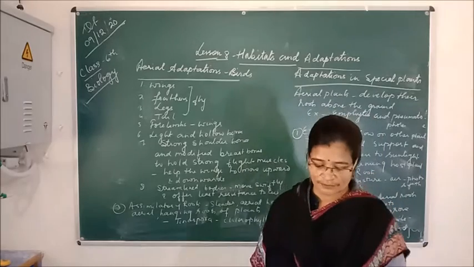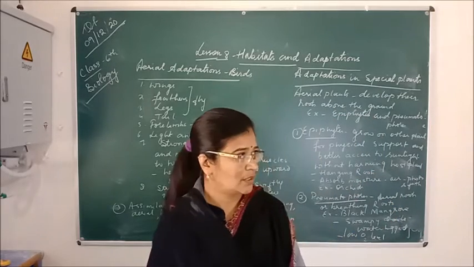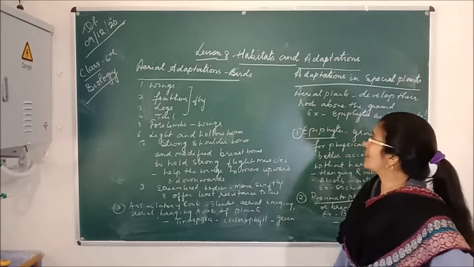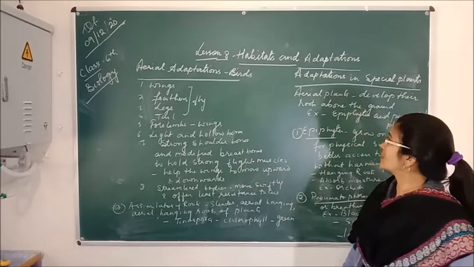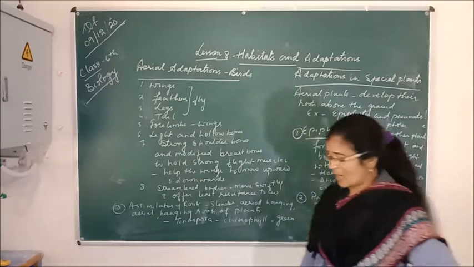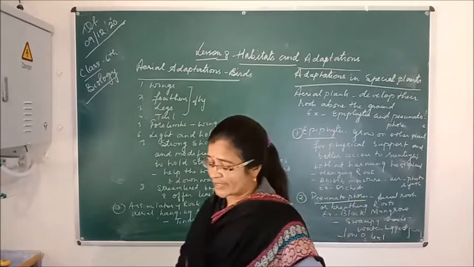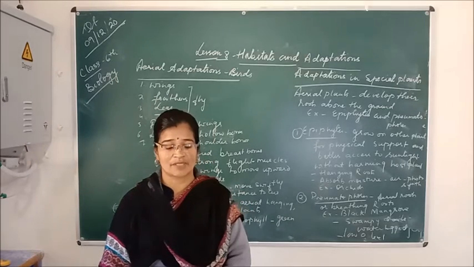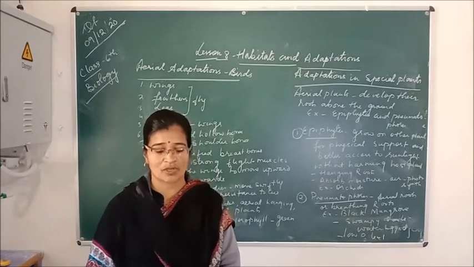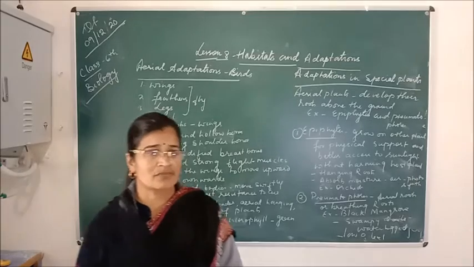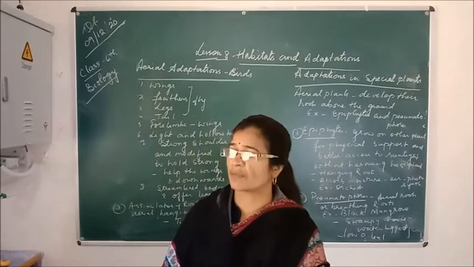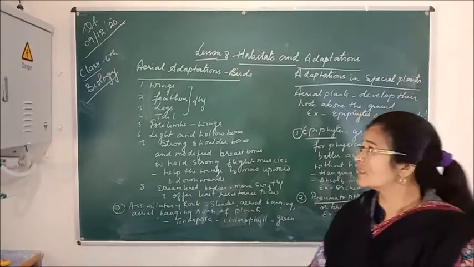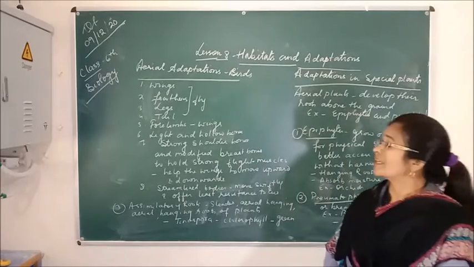Good morning, students. Today we'll teach in class 6th biology, lesson number 8, habitats and adaptations. In the previous class, I explained the mountain habitat, the different plants and animals found in the mountain habitat, and the characteristic features of the animals and plants which live there. Today we'll discuss the aerial adaptation in birds.